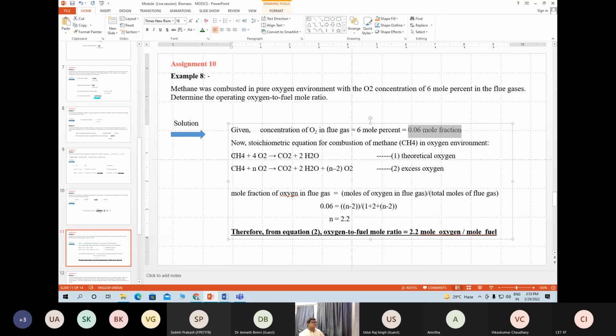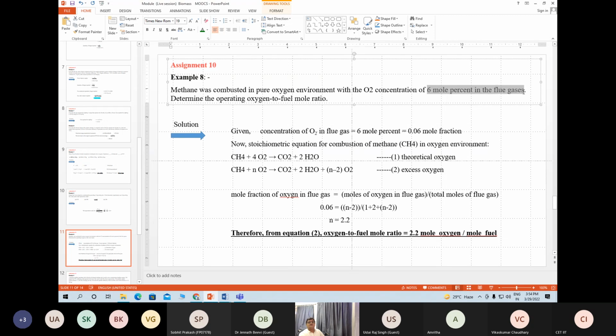Clear? So CH4, because it's methane, plus 2O2 gives CO2 plus 2H2O. That is the theoretical oxygen which is required. In this case, there is no extra oxygen, which means oxygen is not coming out in the flue gas. That's why it is called the theoretical oxygen required for the specific combustion to take place. But now in our case, 6 mole percent of oxygen is coming out in the flue gas.